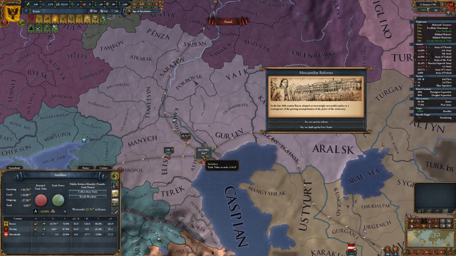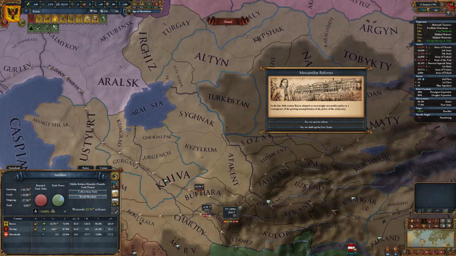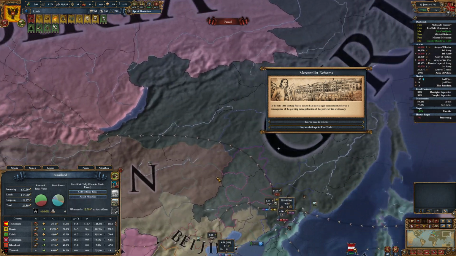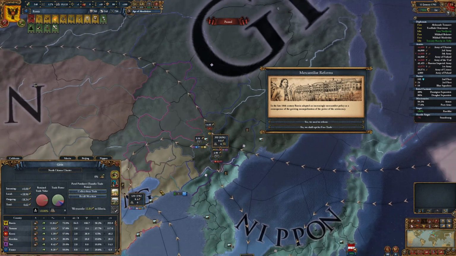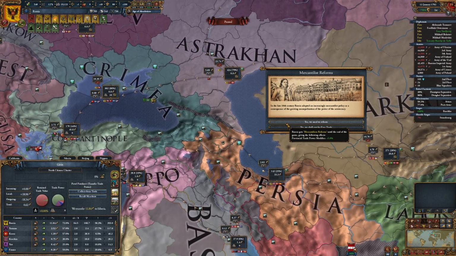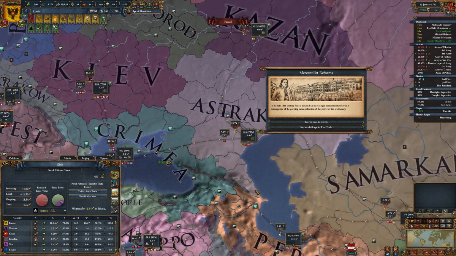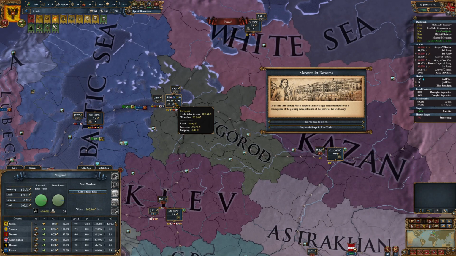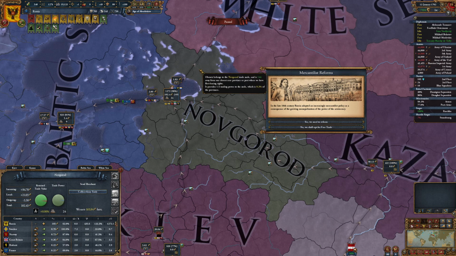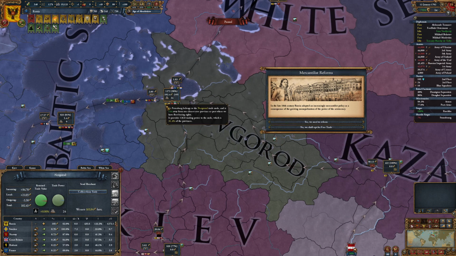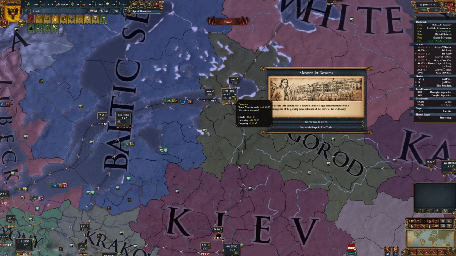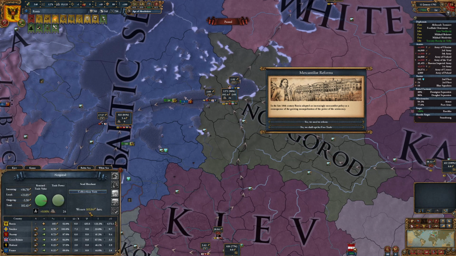Now, it is sort of hard to say, but I would probably opt for the provincial trade power, so we can push more towards the Novgorod trade node, which is where our capital is, and our main trade node, where we are collecting money.